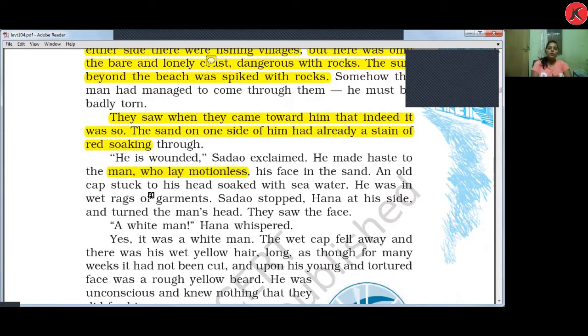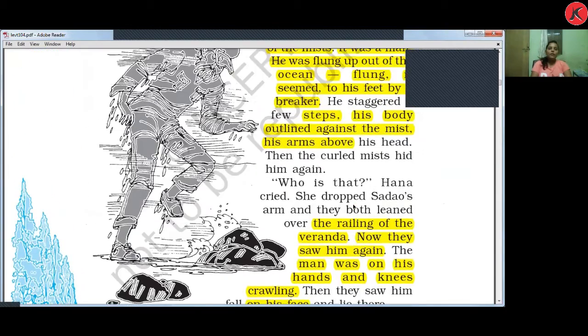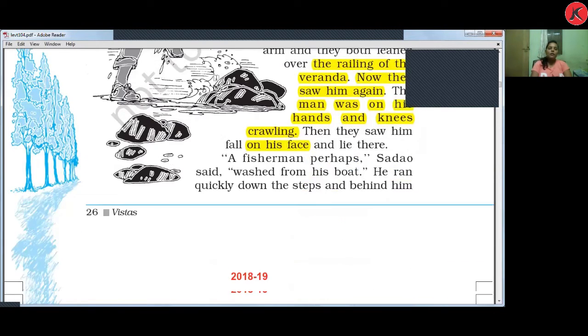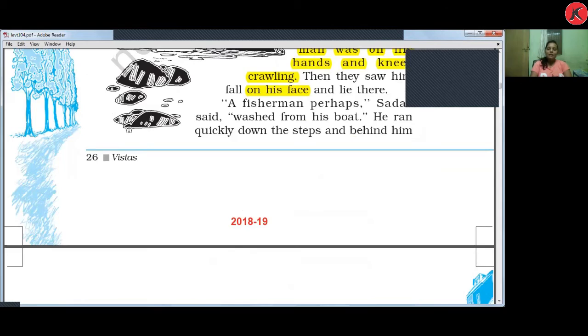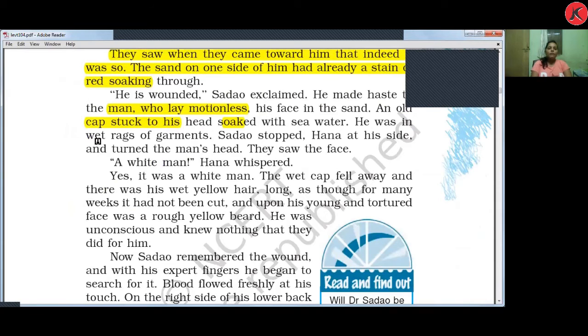An old cap stuck to his head, soaked with sea water. Okay, his cap was wet and soaked with the sea water. I told you this just now. Here in the picture you can see that he is full of wet water, and his cap is also wet and soaked in water. This is the rocky sand there. Okay, going further. He was in wet rags of garments. Sadav stopped. Okay, so all his clothes were also wet.